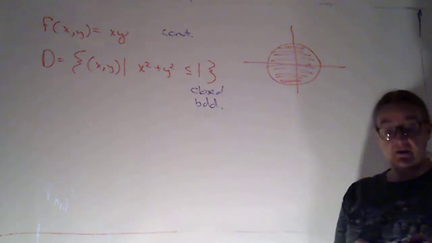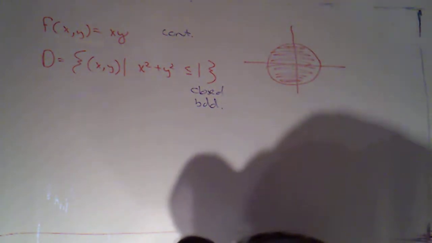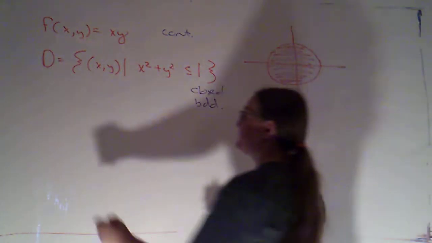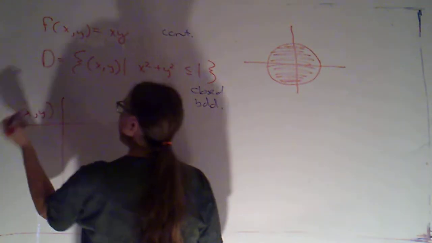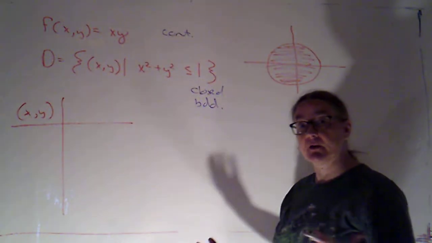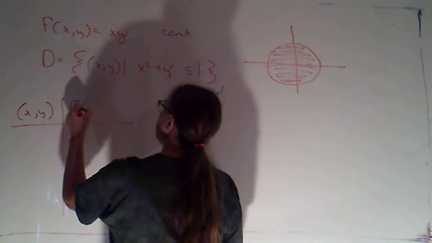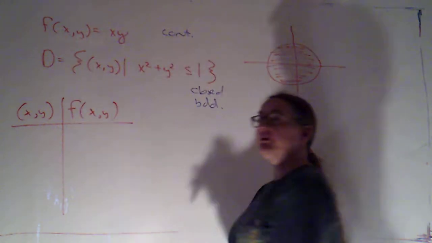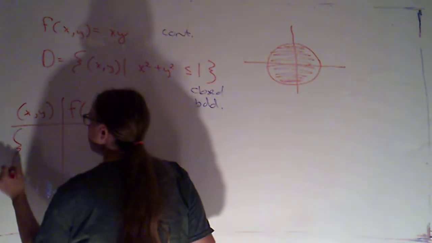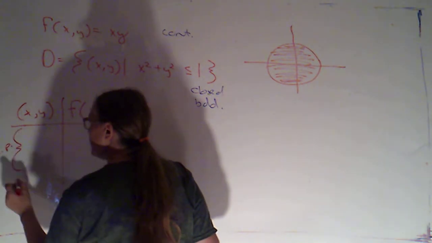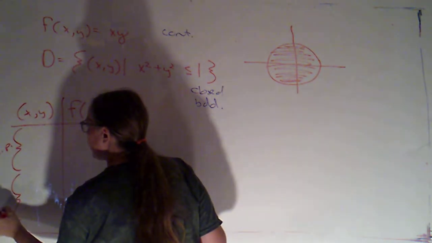So the extreme value theorem ensures that there is an absolute max and an absolute min. So I'm going to create here my master table for points x, y that are the possible locations, and then f of x, y, which would be the possible values for the absolute max and min. And I know I need to check two types of points: critical points and points that are on the boundary.